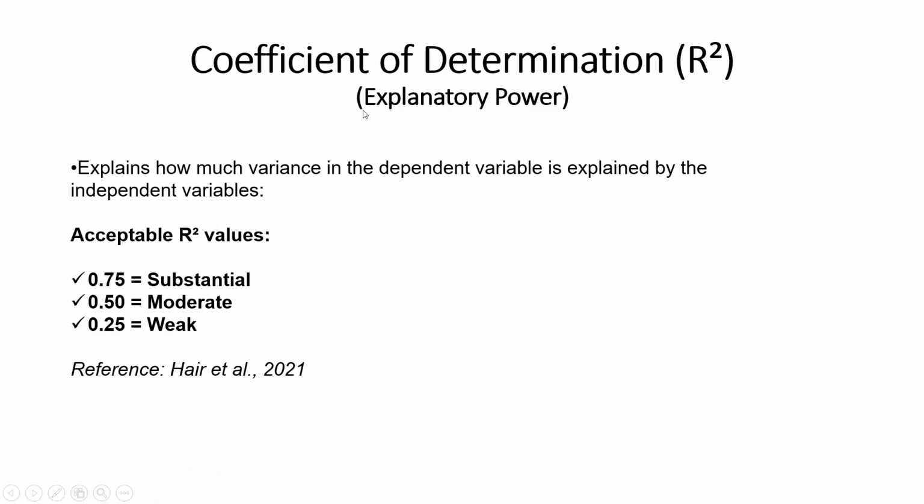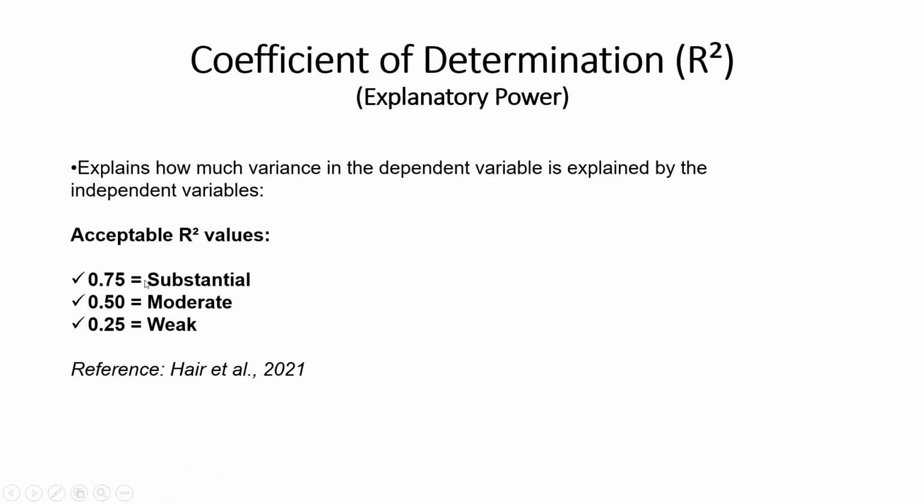The coefficient of determination gives explanatory power. The significance of the model includes p-value and t-value, whereas R2 is the explanatory power, and Q2 is the predictive relevance, the predictive power of the model. So significance, R2 and Q2 explain different parts. R2 explains how much variance in the dependent variable is explained by the independent variable. Here we need to see how much variance is explained in our exogenous and endogenous variables. The values related to R2, Q2 and F2 are given here.